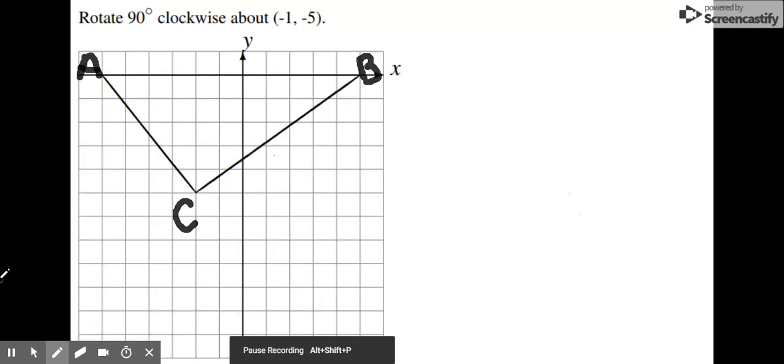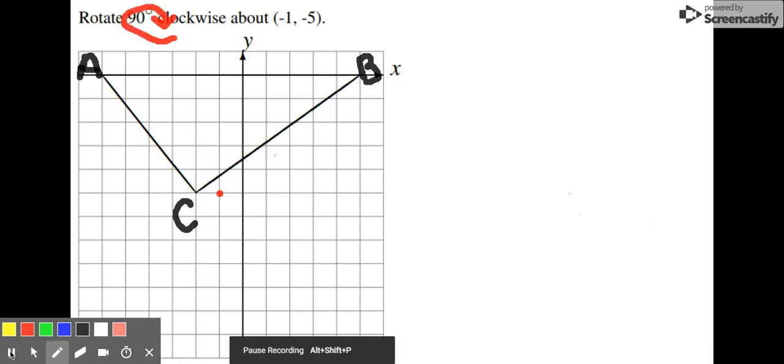So now we're going to try a problem where we're rotating a shape instead of just a point. This time, we're rotating 90 degrees clockwise about the point -1, -5. So we need to make sure we plot the center of rotation and that we know which direction we're rotating.